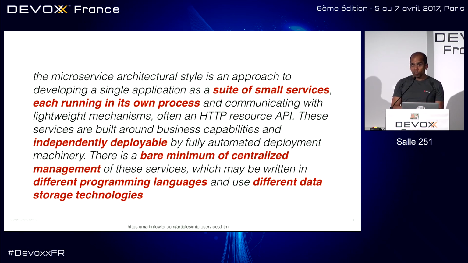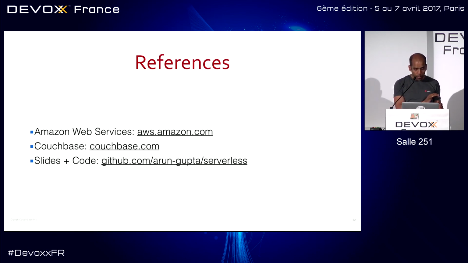Let's go back and look at our definition once again. This is pretty much the last slide here. What we're saying is a suite of small services. Each service is essentially a Lambda function, each running in its own process, because once the Lambda function is gone, the runtime is gone for you. It's completely clean in that sense. Each of them is independently deployable because each Lambda function is running in its own process. Behind the scenes, today they're using LXC containers, but it's completely transparent to you. There is no management, no scaling that you need to worry about from your perspective. We talked about different languages that are supported by Lambda functions, and it's completely independent of the data store technologies.